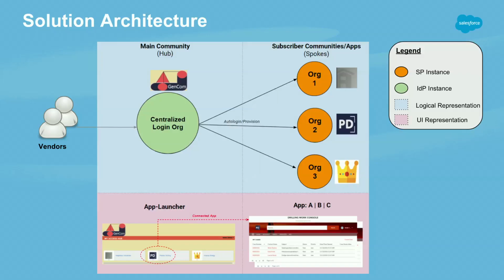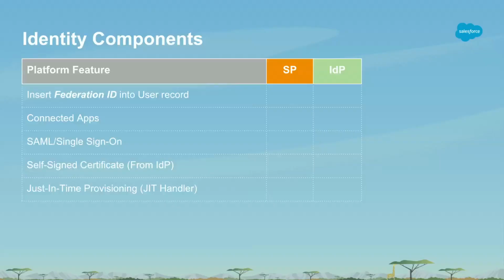So I want to take all of this information I just shared with you as a precursor to the demo. In the demo, you will see a number of things that we will highlight. We will cover Federation ID and user records and how you can link user records together. We will cover connected apps. We'll talk about single sign-on settings and how to marry that up with connected apps, and the use of the identity provider certificate, as well as just-in-time provisioning. So with that, I'm going to switch over to the demo.